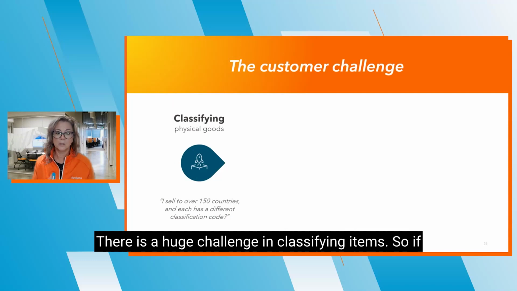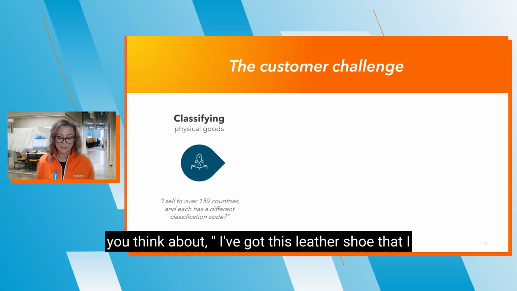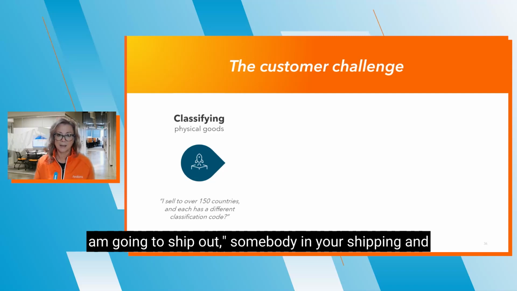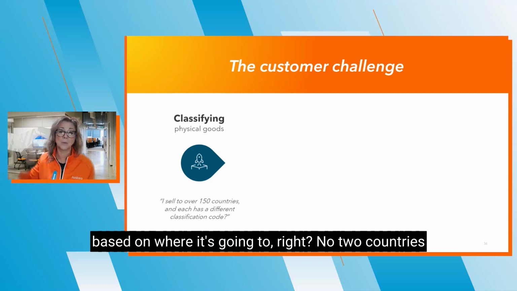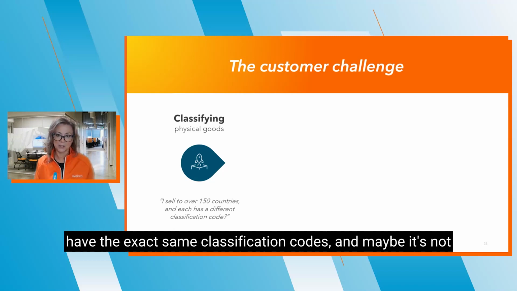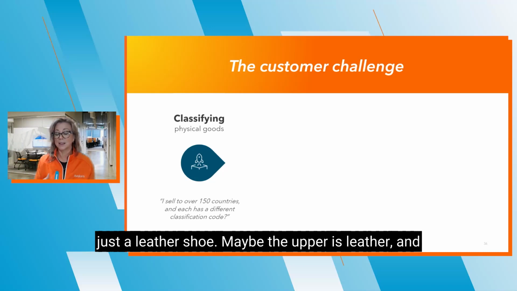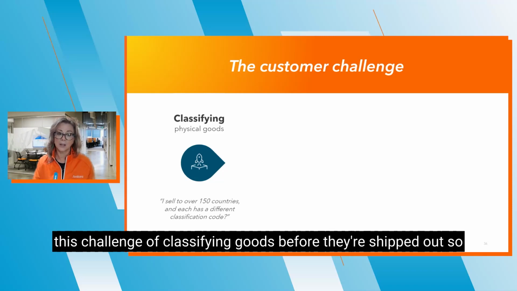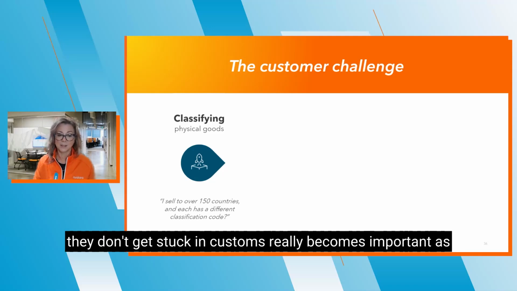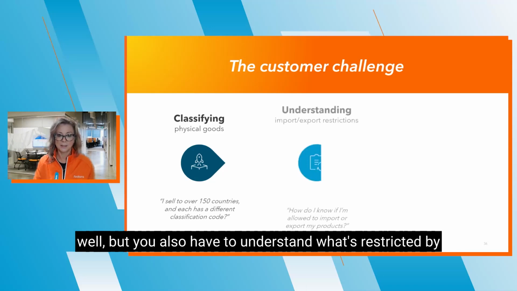There is a huge challenge in classifying items. So if you think about, I've got this leather shoe that I am going to ship out. Somebody in your shipping and receiving department has to know how to classify that item based on where it's going to, right? No two countries have the exact same classification codes. And maybe it's not just a leather shoe, maybe the upper is leather and the lower is leather, and that changes the code. So this challenge of classifying goods before they're shipped out so they don't get stuck in customs really becomes important as well.